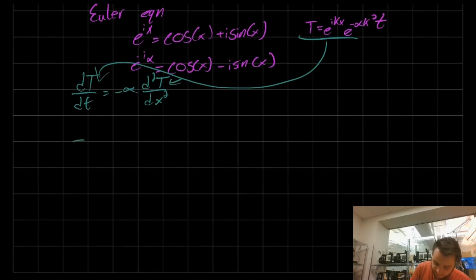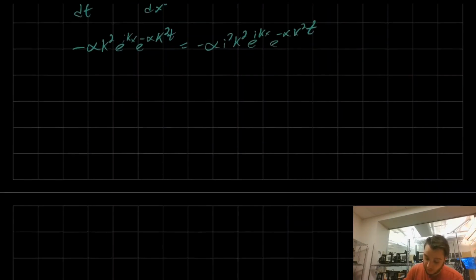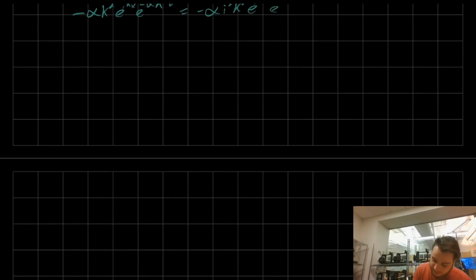So we plug this in to both of these T values and take the derivative as such. On the left-hand side, we get negative alpha k squared e to the ikx e to the negative alpha k squared t. And that's all equal to the negative alpha, and then the second derivative on that side, so it's i squared k squared e to the ikx e to the negative alpha k squared t. And we can see that both of those two equations are equal to each other, so we have proven that that is true.